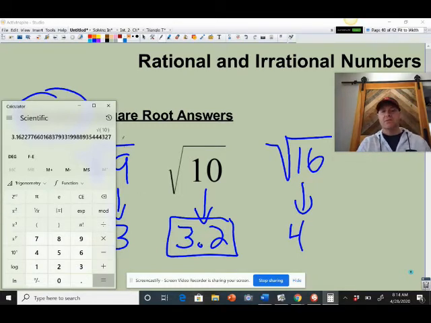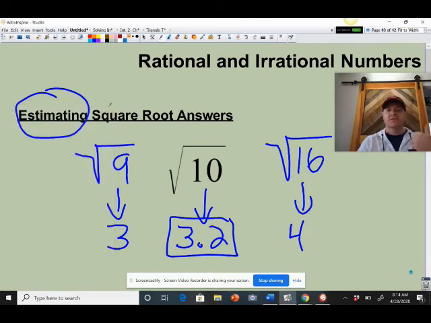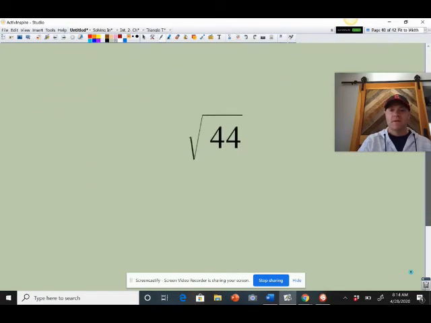3.16 rounds to about 3.2. So I know my answer was pretty good. It's an estimate. It doesn't have to be exact. And today on your homework, you don't have to be exact either. All right. Let's try this one.